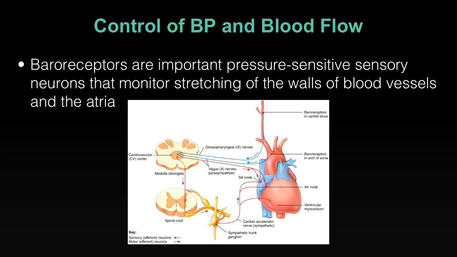These are pressure-sensitive neurons, in a sense, but really what they measure is the stretch in the walls of the arteries, stretch in the vessel walls. And stretch in the vessel walls is directly proportional to pressure. If you have more pressure in the vessel, there's more stretch in the walls of the vessel. If you have less pressure in the vessel, there's less stretch in the walls of the vessel. So the baroreceptors specifically monitor stretch, which responds to changes in pressure.